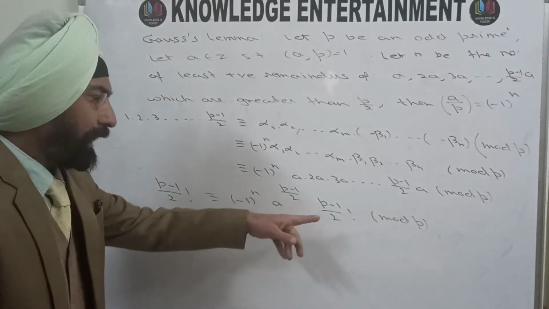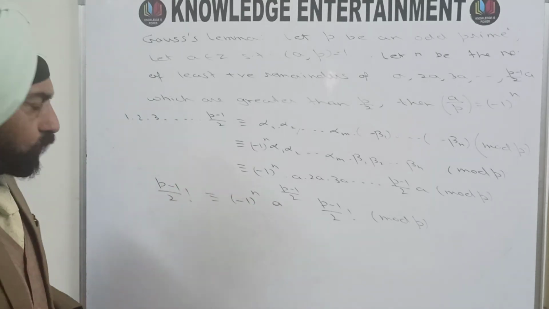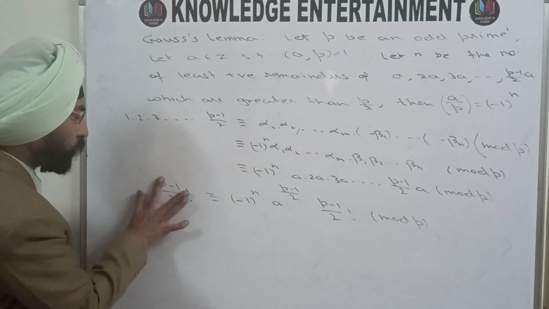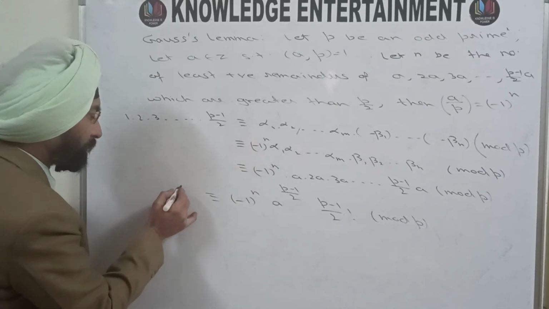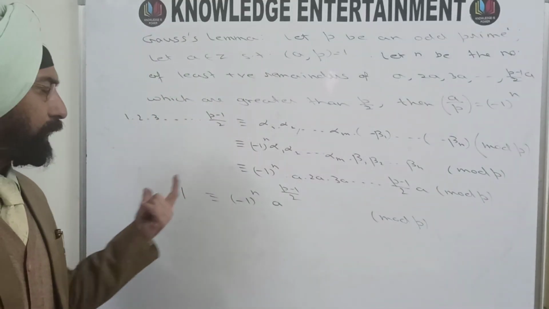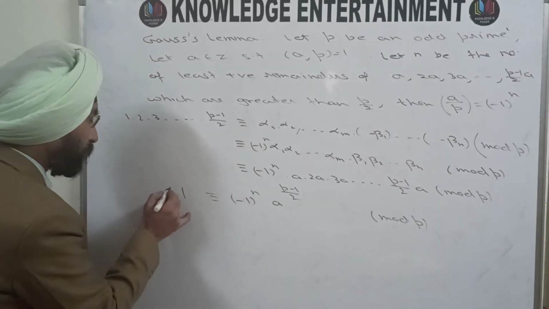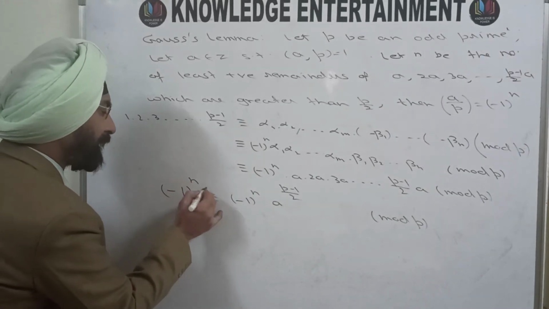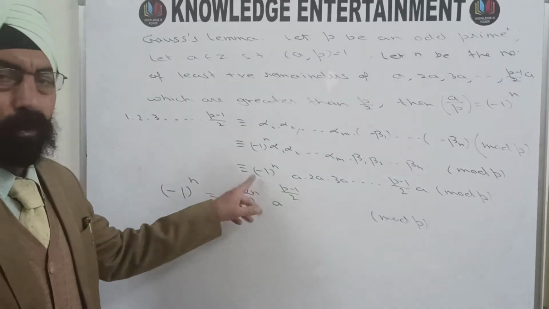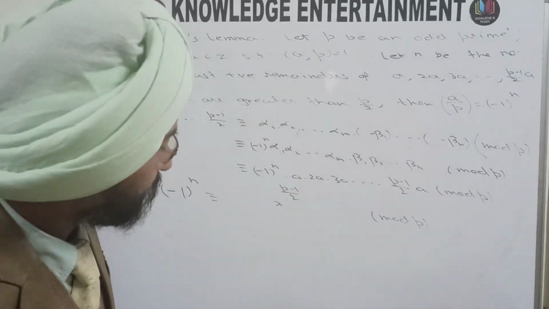So from here, this ((p-1)/2)! can be taken out, or you can say that they can be cancelled. Cancelling them, you will get 1 on the left hand side. And now multiply this congruence on both sides by (-1)^n. So it will become (-1)^n, and here you will get (-1)^(2n), and minus 1 raised to an even power is 1. So this is also equal to 1.